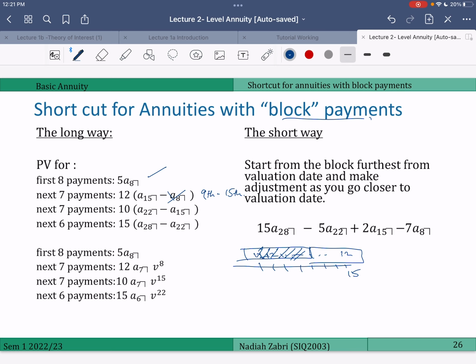So if you write this, what you get is 12A angle 15 minus A angle 8, which is the same as 12A angle 7 v to the power of 8. So this is actually a deferred annuity, same as this one. So there are 2 ways to write it. And then you will continue the same method for the next 2 blocks.